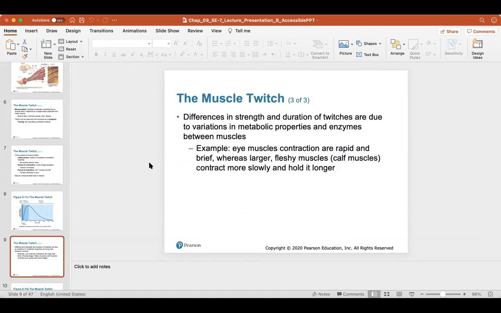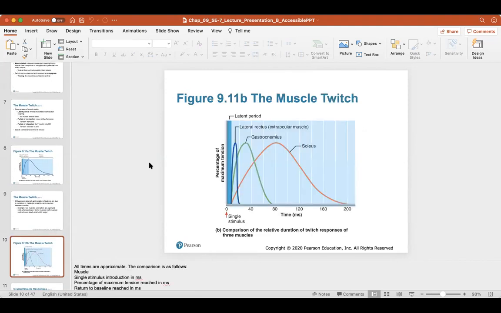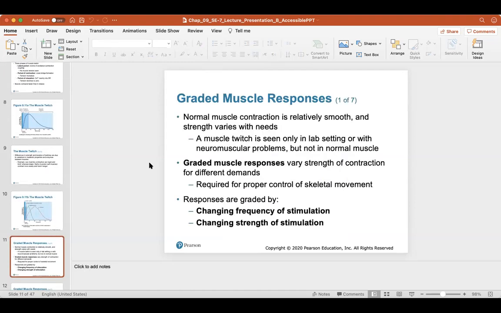There are differences in strength and duration of twitches. For example, your eye muscles contract rapidly and briefly, whereas your larger calf muscles contract more slowly and hold it longer. So here are different muscle twitch lengths in milliseconds, whether it's your soleus, gastrocnemius, or other muscle fibers.